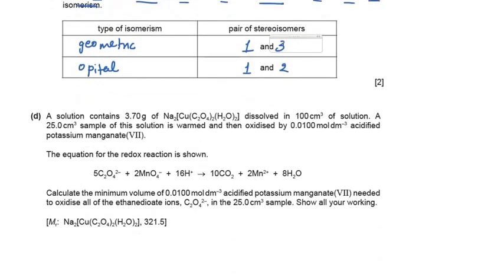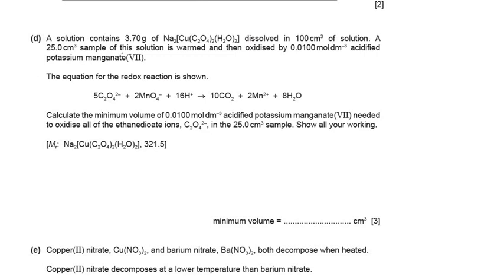Now let's go ahead with the D part, where it says a solution contains 3.70 gram of a sodium copper complex dissolved in 100 centimeter cube of solution. A 25 centimeter cube sample of this solution is warmed and then oxidized by 0.010 mole per dm cube acidified potassium manganate. Here the equation for the redox reaction is shown. Calculate the minimum volume of 0.01 mole per dm cube of acidified potassium manganate needed to oxidize all the ethane dioate in 25 centimeter cube sample. Show all your working.